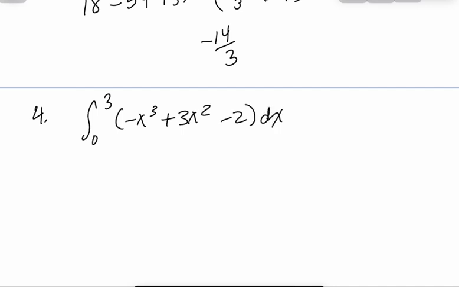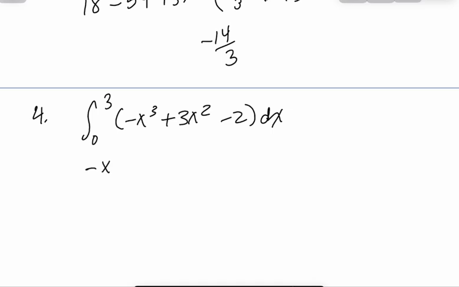Okay. Now on these, if you take the antiderivative correctly and the problem's worth 4 points and you just mess up the plug-in, you're only going to miss 1 out of the 4, so it's not going to be a huge blow if you just plugged in wrong. But this one has a 0 in it, which is sometimes a little easier to plug in. Let's go ahead and do number 4.